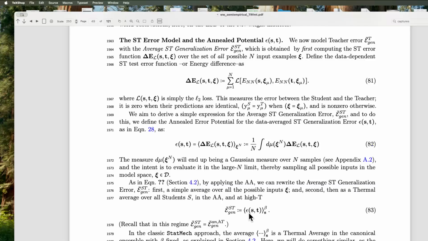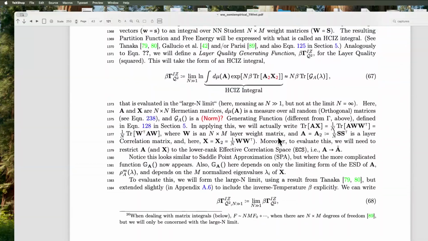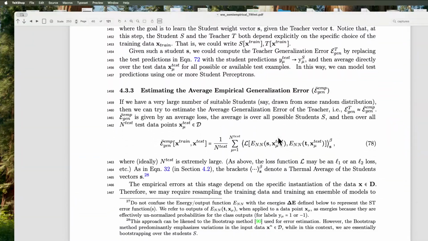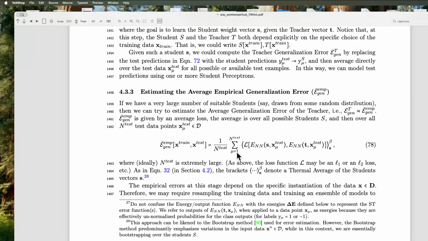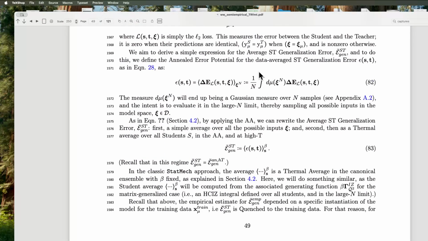So this object now becomes the thermal average of this. And this is what I was trying to describe before, where before we had the brackets inside the sum, and now we have the brackets outside the sum. So the idea is you average over the data first, and then you average over the students. And this is what we call annealed. Whereas before, if you average over the students first, and then you average over the data, this is called being quenched. So 78 is an example of being quenched. This is an example of being annealed, where we take the thermal average, we average over the data first, and then we average over the students.